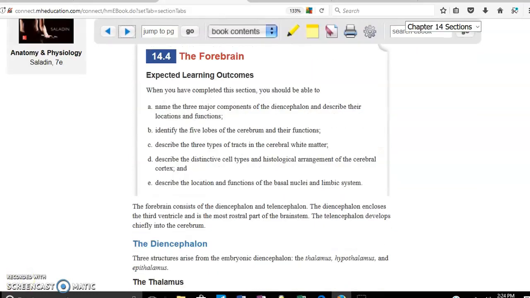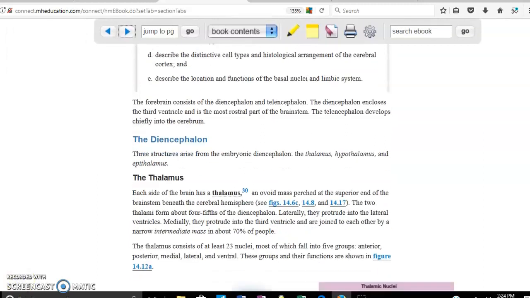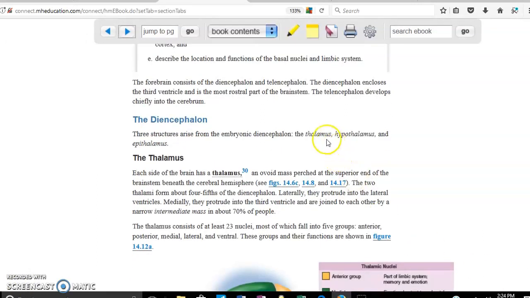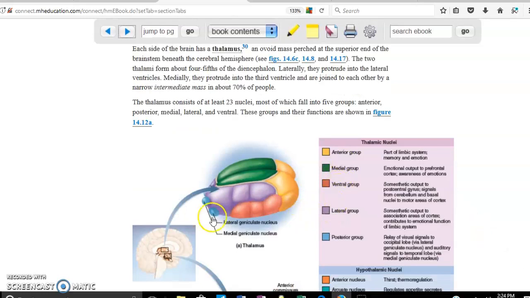Okay, let's continue. The next topic is the forebrain. What we have is the diencephalon. The diencephalon has three parts, as you can see here: thalamus, hypothalamus, and epithalamus. The thalamus is just a group of neurons. They're going to form multiple groups. They are located right in the middle before the information reaches the brain.